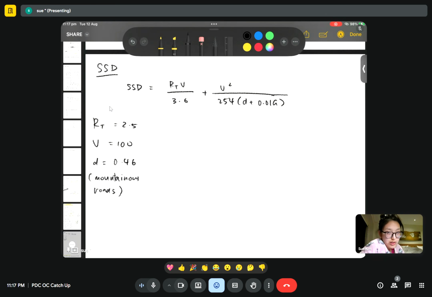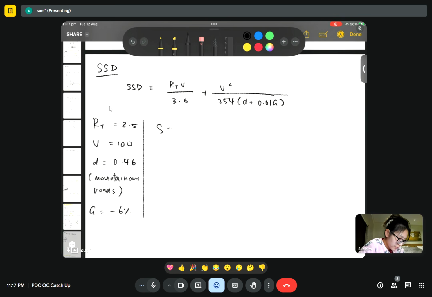Typically we use D equals 0.36, but this one I'm using 0.46. And then the gradient I'm going to take as -6. I'm taking -6 because it's harder to stop when you're going downhill, right? So I'm taking the worst case scenario. What's the stopping distance when I'm going downhill and it's even harder for me to stop?